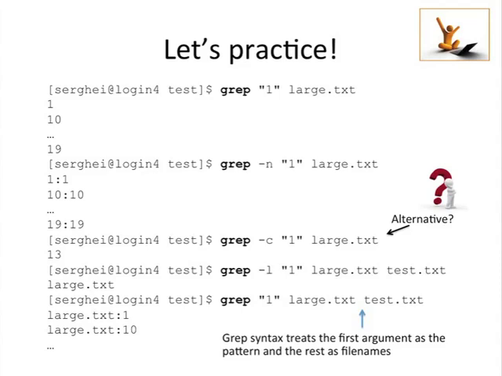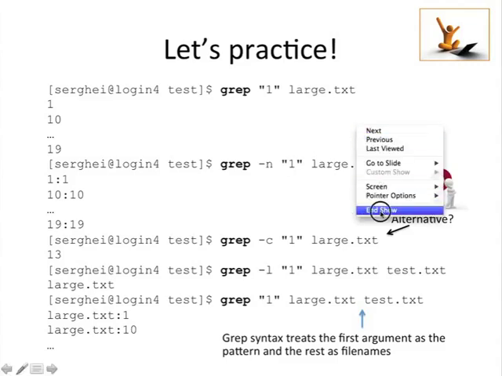Okay, so if you want to know only the file names, use -l. We look for the two files, large.txt and test.txt, and we want to list only the file name where the 1 occurs. That will be large.txt. If we don't use the -l option, this is how the output will look: it will tell you the file name and the line where a digit 1 occurs. Okay. So any questions before we try?